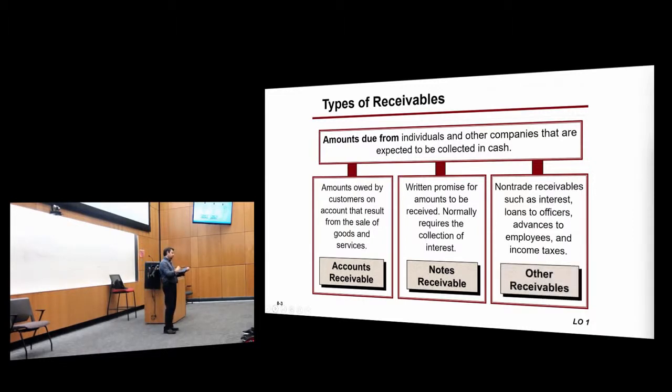And then you have additional other receivables basically. Those are like tax refunds. Those are money that the company lends to their employees and they expect them to pay back, etc. Okay? Sometimes they also have interest receivable.